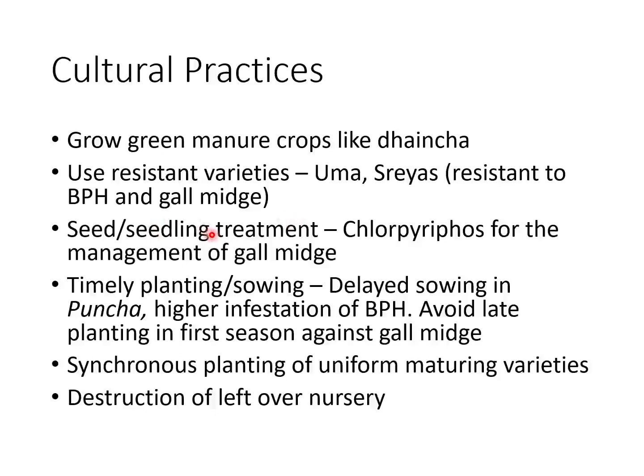You can write the dosage and all after referring to the gall midge. For seed treatment, we will go for 0.2% and for seedling treatment we will go for 0.02%. And the planting should be at proper time with proper spacing, because delayed sowing in the first crop season favors gall midge, and delayed sowing in the third crop favors BPH. So avoid late planting, timely planting is one thing, and go for synchronous planting with uniform maturing varieties.